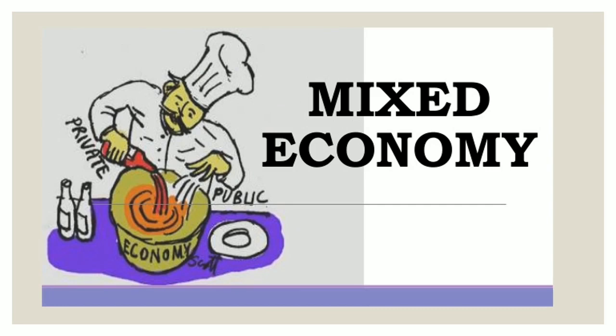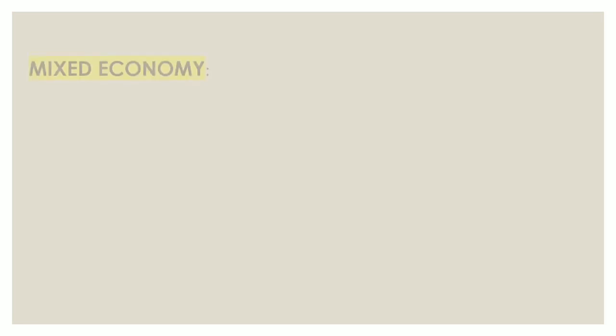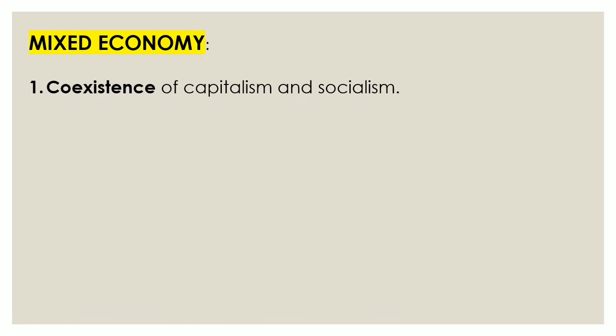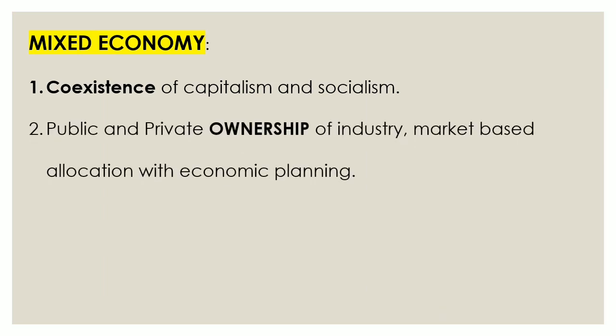Look at this picture. Mixed economy itself tells you that it is a mixture of the previous two economies that we have learned. In mixed economy, the coexistence of capitalism and socialism is there. It may refer to an economic system that combines one of the three characteristics, that is public and private ownership of industry, market-based allocation with economic planning.